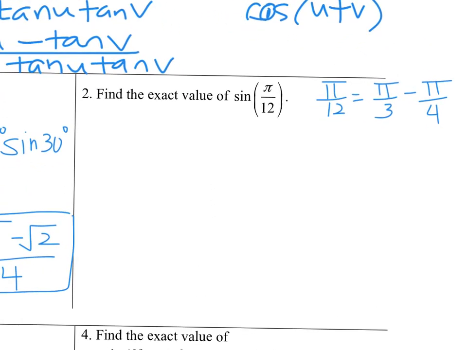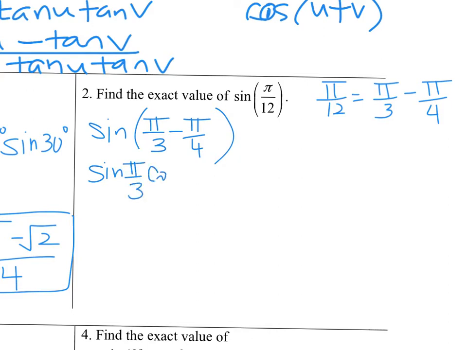Here we go. We're going to find the sine of pi over 3 minus pi over 4. So this is our difference formula for sine, so we're going to cheer it out. This one starts with sine: sine, cosine, cosine, sine. So sine pi over 3, cosine pi over 4. There's a minus in the middle, so it's going to be minus cosine pi over 3, sine pi over 4.